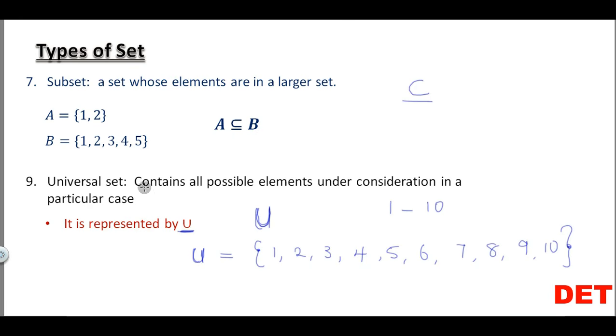So it's very important that you know that a universal set is a set that contains all the possible elements under consideration in a particular case. All right. Okay.